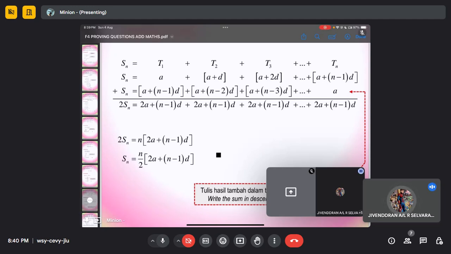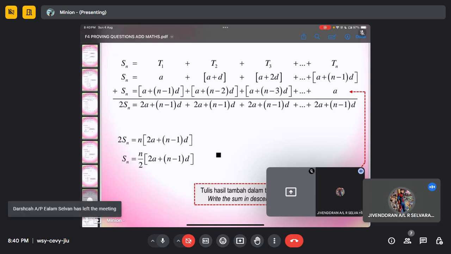So you'll get 2Sn, and then a plus n minus 1 d, you'll get 2a plus n minus 1 d, and so on. You add both the terms together, and then you'll get 2Sn equals 2a plus n minus 1 d plus 2a plus n minus 1 d plus 2a plus n minus 1 d and so on, until the nth term, which is 2a plus n minus 1 d. So down there you can see 2Sn equals n times 2a plus n minus 1 d.